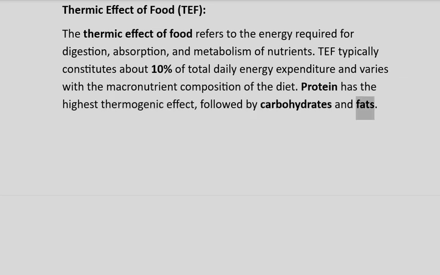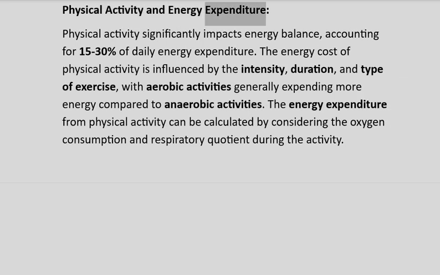Physical activity and energy expenditure. Physical activity significantly impacts energy balance, accounting for 15 to 30% of daily energy expenditure. The energy cost of physical activity is influenced by the intensity, duration, and type of exercise, with aerobic activities generally expending more energy compared to anaerobic activities. The energy expenditure from physical activity can be calculated by considering the oxygen consumption and respiratory quotient during the activity.